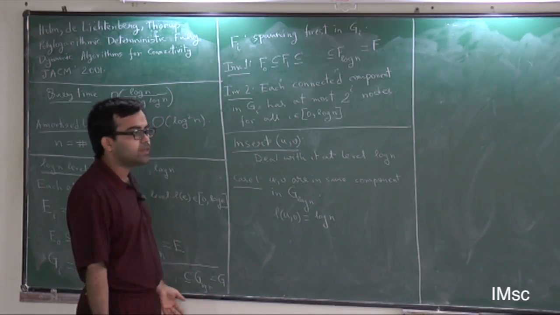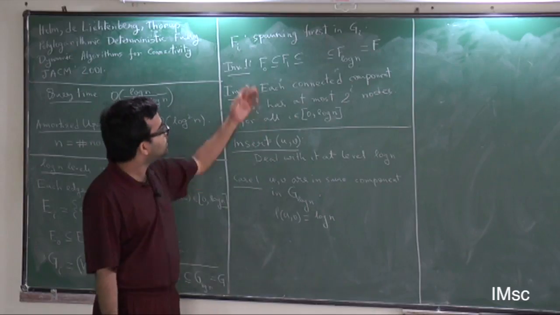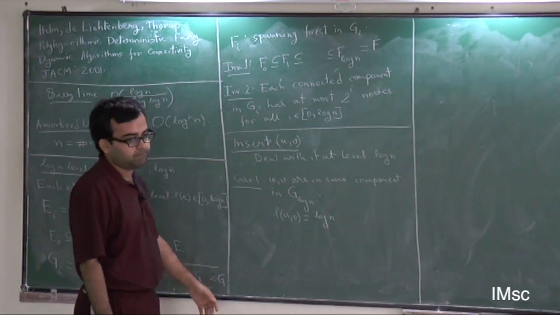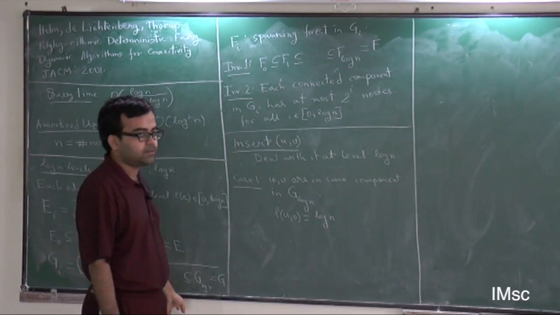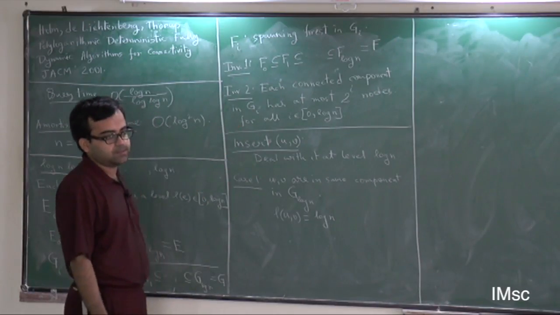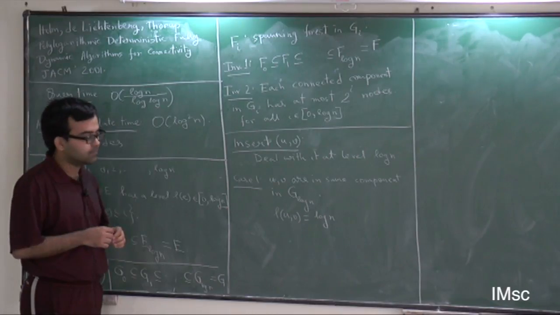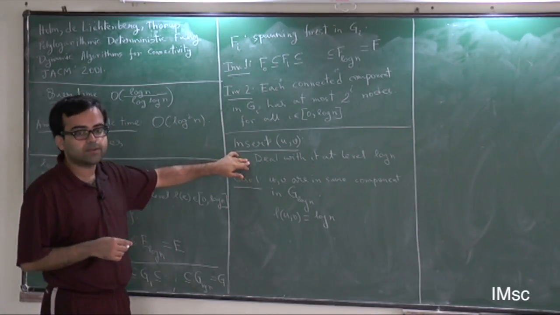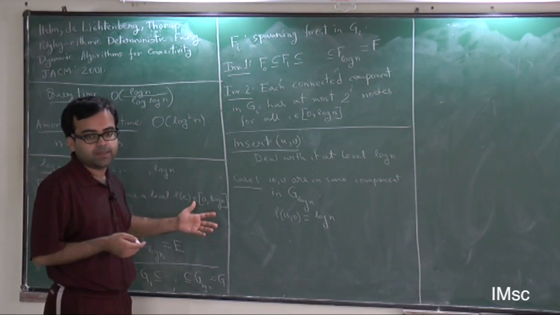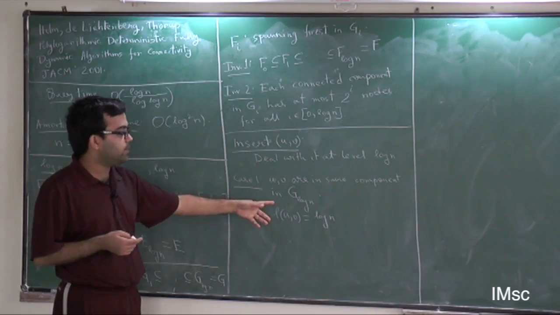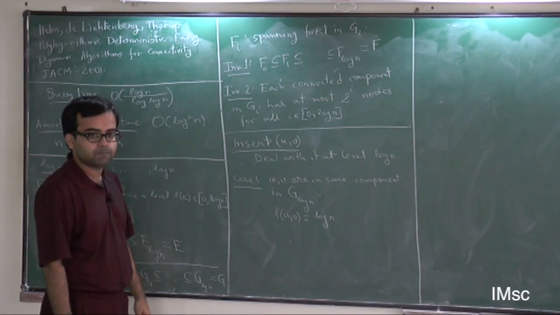Invariant 1 is also valid because you are not touching any of the forests at all, right? So none of the forests are changed. Are you saying level of UV is to be log n, or that it was log n? No, this edge is inserted right now, so you have to set its level. So I am just setting the level of UV to be log n. Okay.